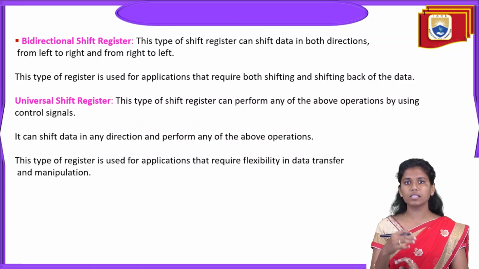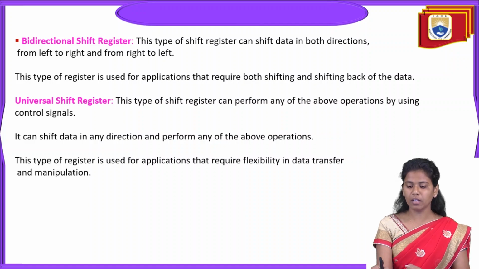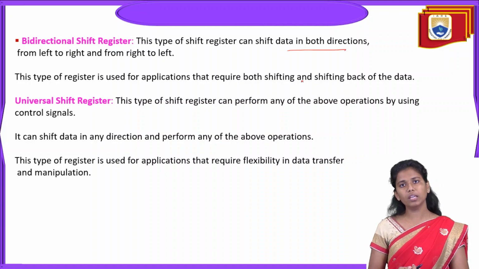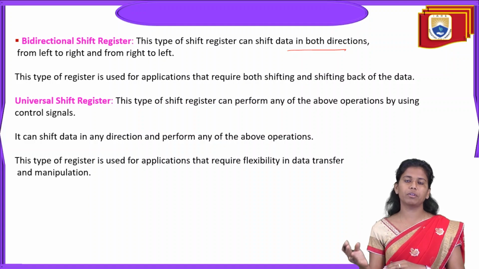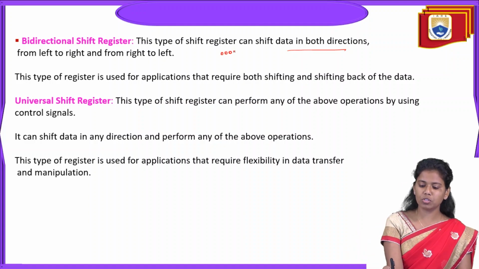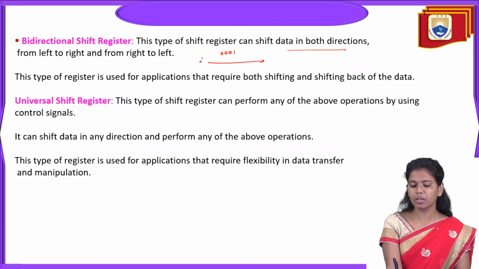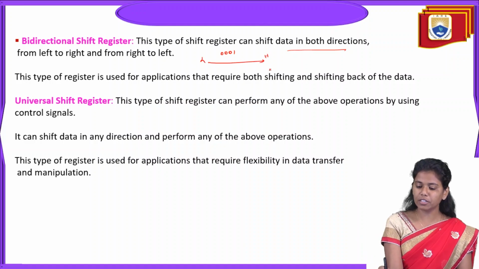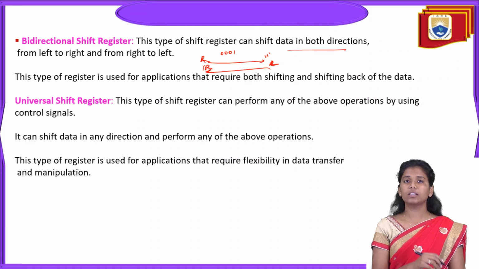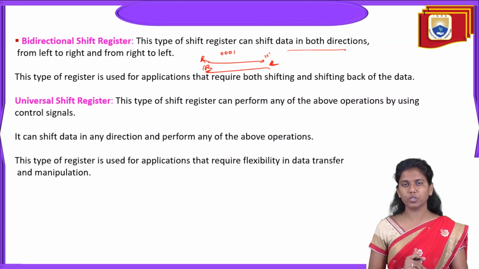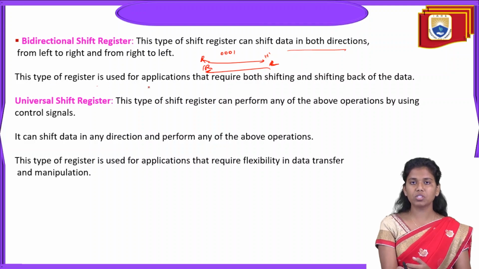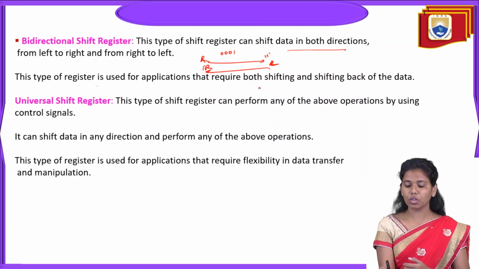And then we will see what bidirectional shift registers and universal shift registers are. Bidirectional shift registers can shift data in both directions, from left to right and from right to left. So it is 0, 0, 0, 1. It can shift its data from left to right, and also from right to left. That's why we say it is bidirectional. Also, this type of register is used for applications that require both shifting and shifting back the data.